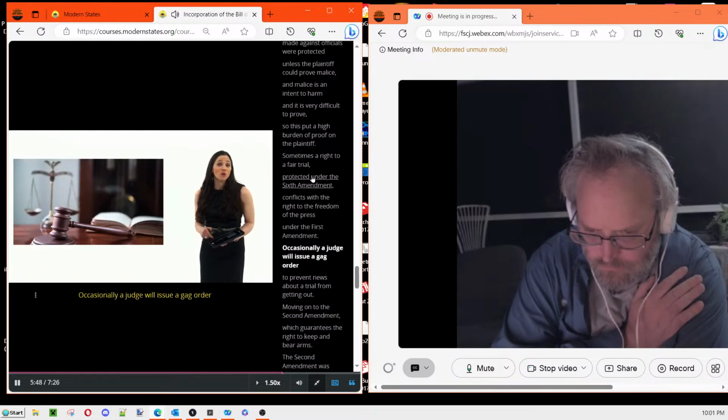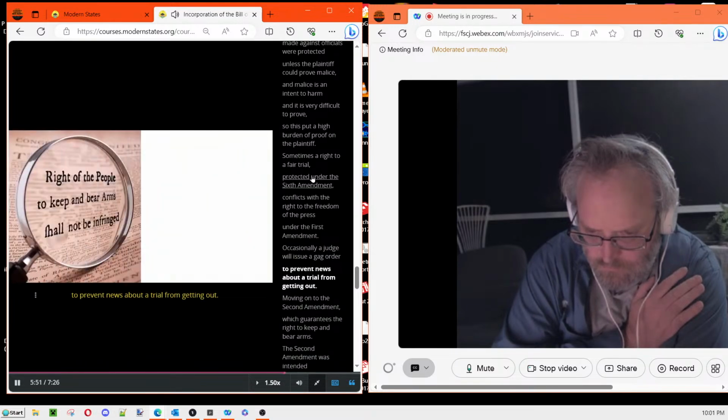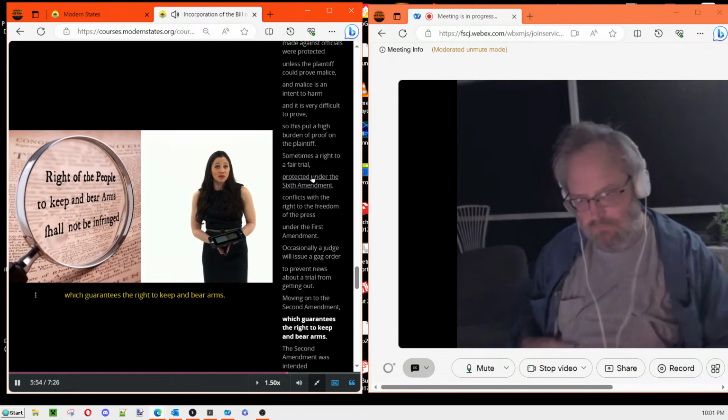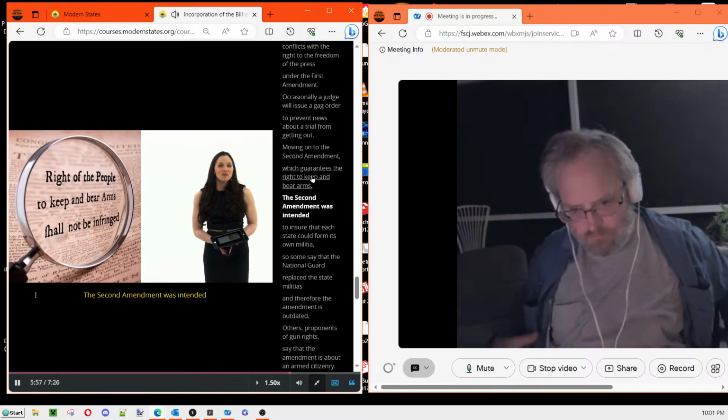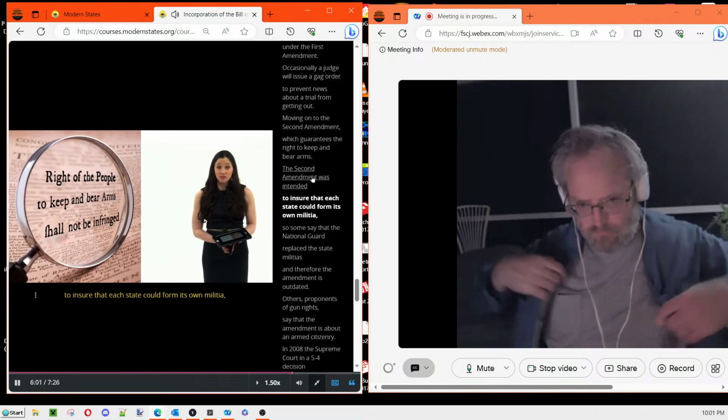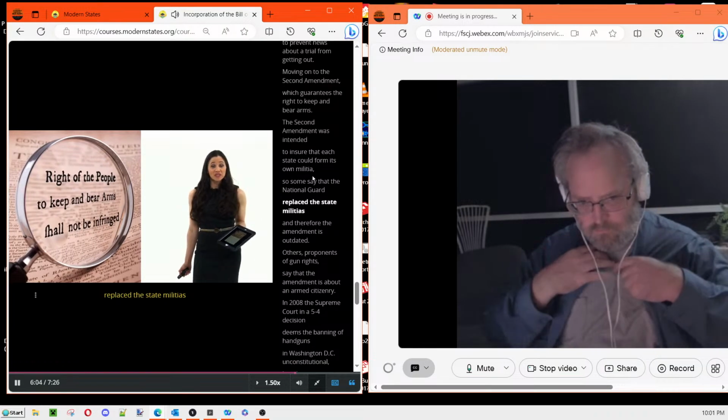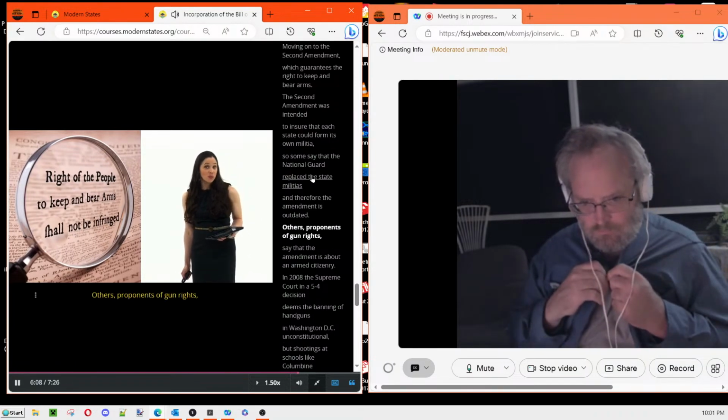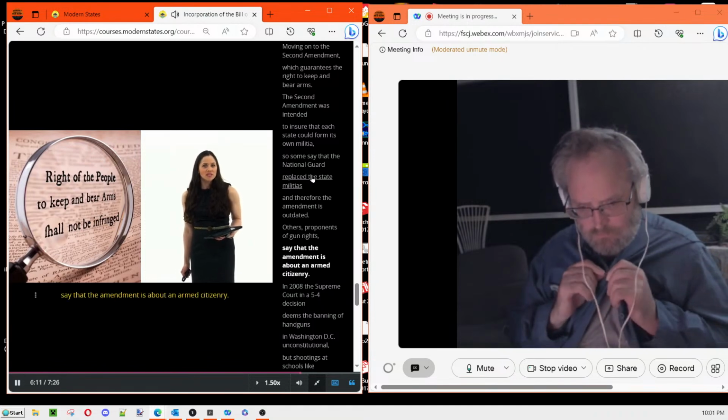Occasionally, a judge will issue a gag order to prevent news about a trial from getting out. Moving on to the Second Amendment, which guarantees the right to keep and bear arms. The Second Amendment was intended to ensure that each state could form its own militia. So some say that the National Guard replaced the state militias and therefore the amendment is outdated. Others, proponents of gun rights, say that the amendment is about an armed citizenry.